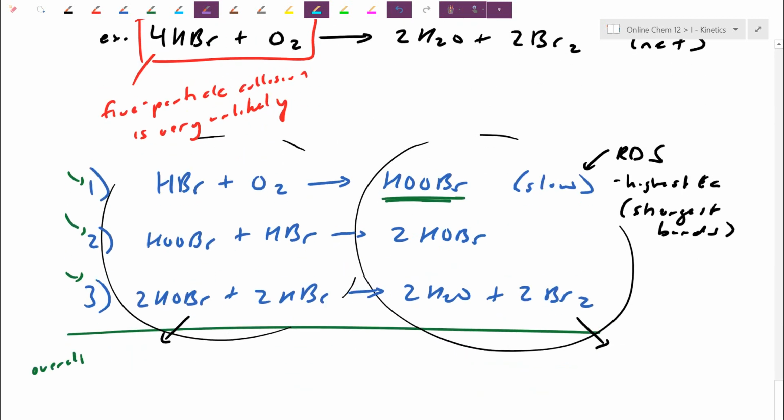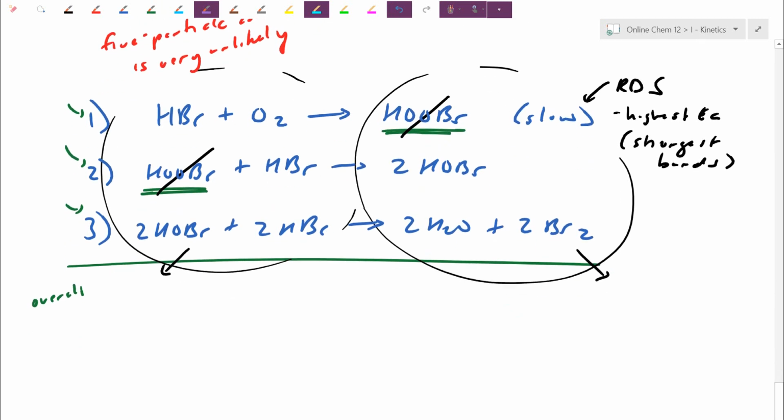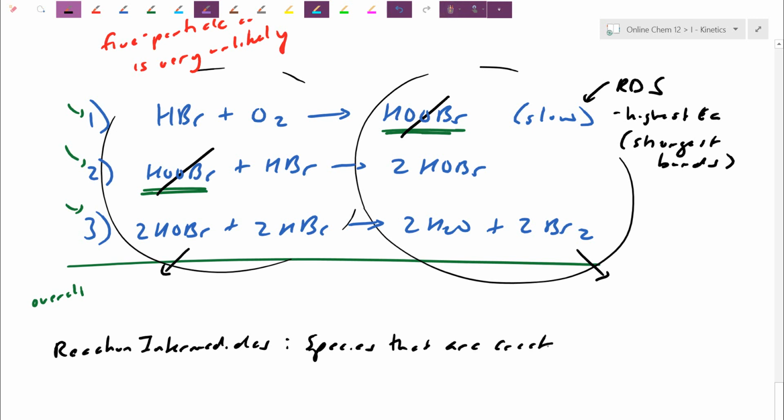That's because HBr was actually used up in step number 2. Something that gets created in one step and used up in another, instead of writing HBr on both sides, just cancels out. Chemicals that do that are referred to as reaction intermediates, or just intermediates for short. Reaction intermediates are species, chemicals, that are created in some early step, but consumed in a later step.